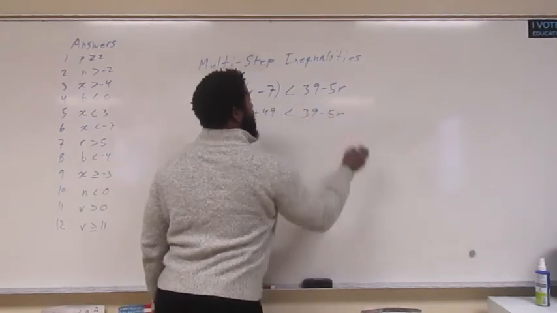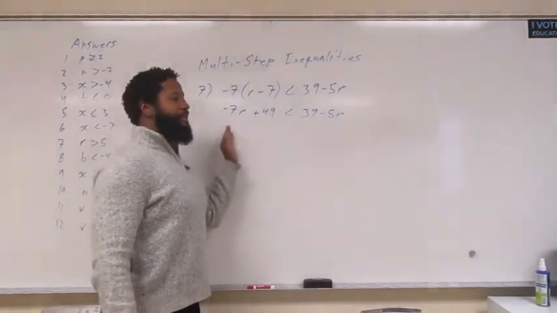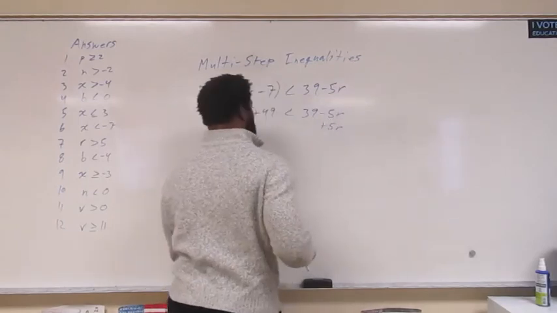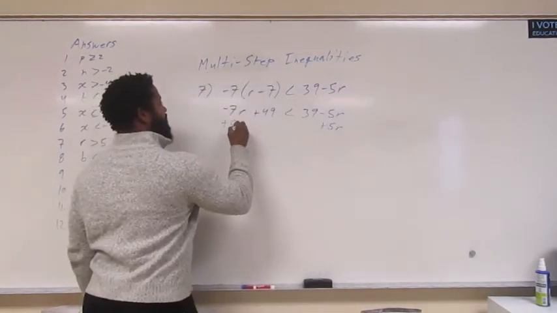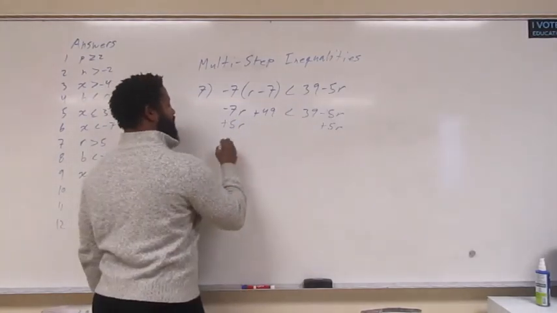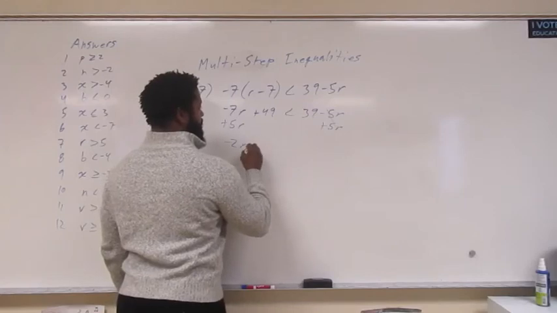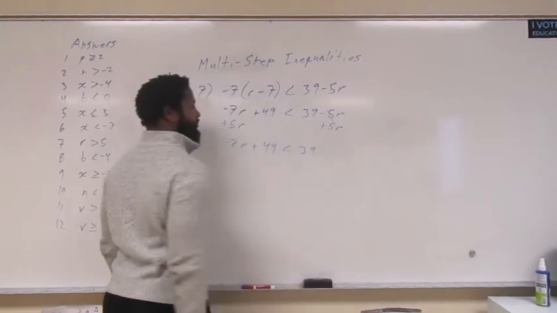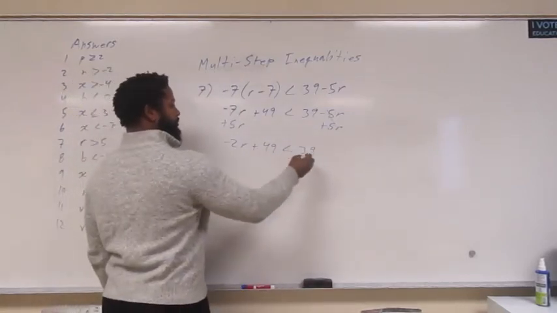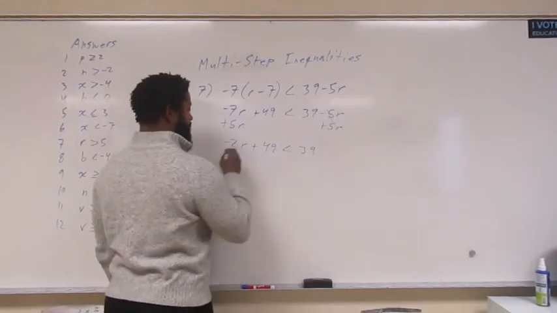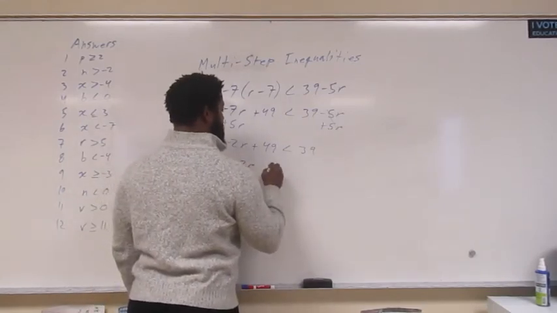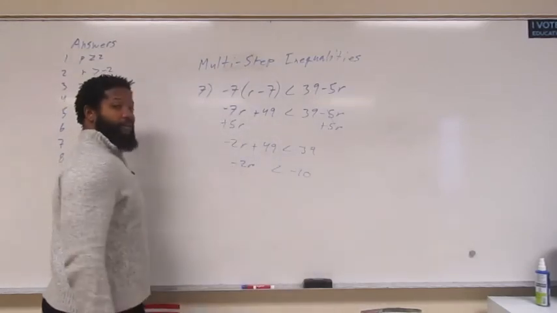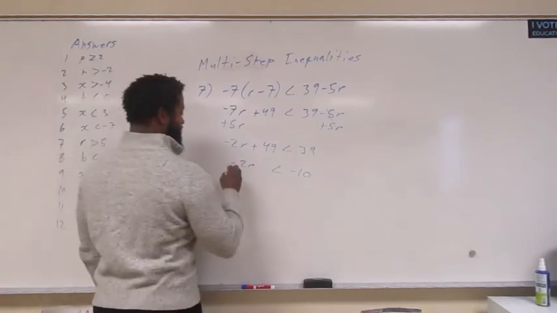Get our variable to the left side: plus 5r. We add the 5r to the negative 7r, which gets us negative 2r, plus 49 is less than 39. Then you subtract 49 from 39, which gets you negative 10. Negative 2r is less than negative 10. We divide by negative 2 on each side, and you flip the sign.